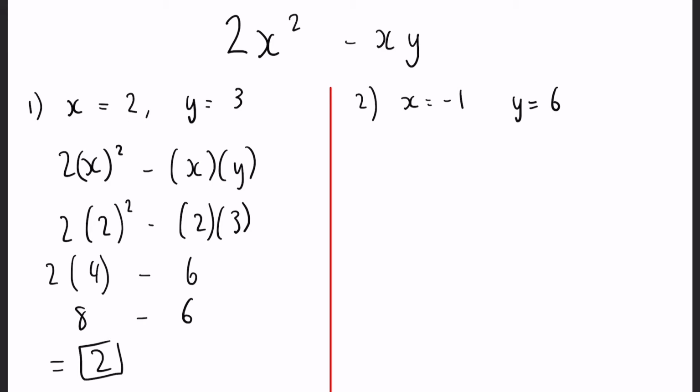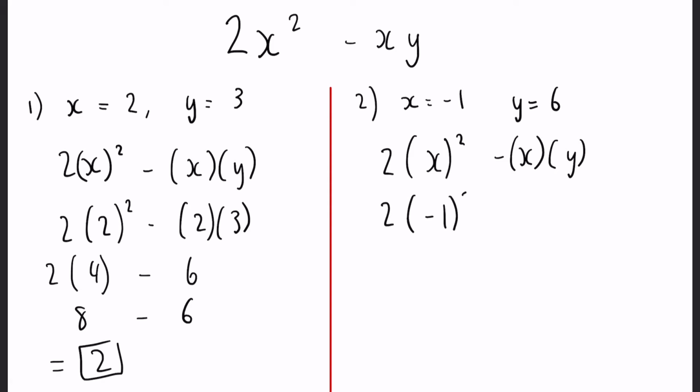Now exactly the same idea again. We want to do 2 and then isolate that x inside, and then isolate the x and the y inside their own brackets as well. Now we want to put that minus 1 and the 6 inside those brackets. So 2 multiplied by minus 1 all squared minus minus 1 multiplied by 6. With this, it's a little bit more difficult because we've got a lot of negatives going on here. So first of all, this bit here, we have a minus 1 squared. So that is minus 1 times by minus 1. And by our negative rules, we know that double negative makes positive. 1 times 1 is simply going to be 1.